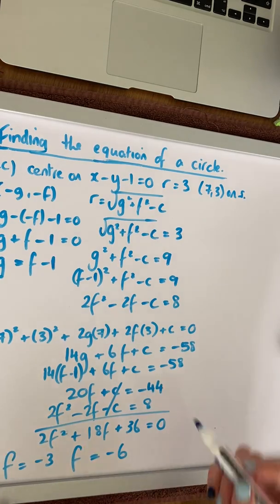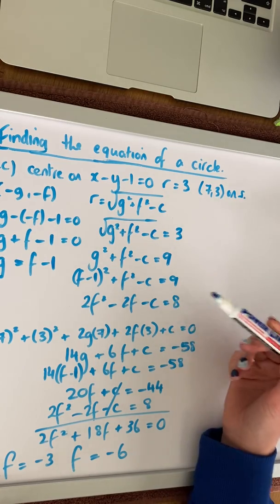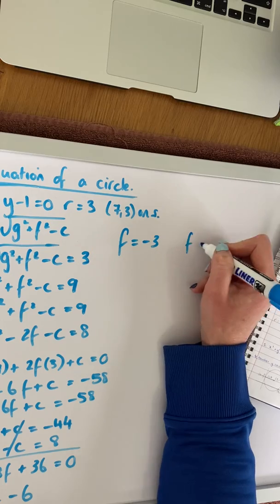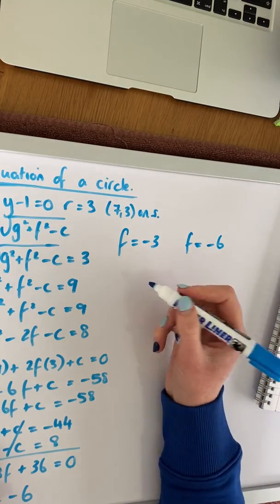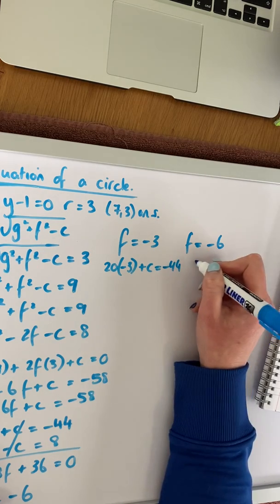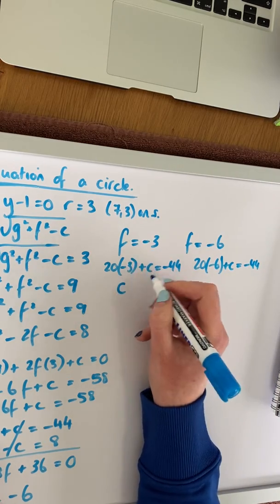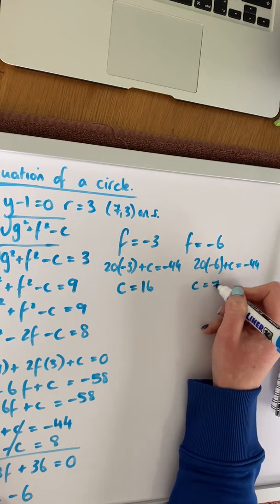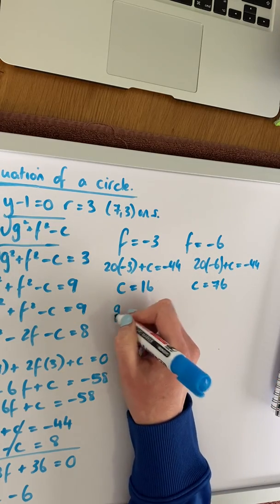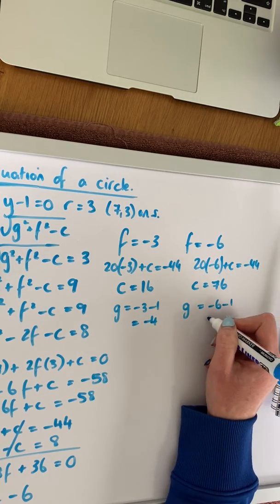So based on that, we have to go back to one of our equations, either 20f plus c is equal to minus 44, or 2f squared minus 2f minus c is equal to 8, to find our c value. So we have f is equal to minus 3 and f is equal to minus 6. Putting it back into this equation, 20 times minus 3 plus c is equal to minus 44, and 20 times minus 6 plus c is equal to minus 44. So from the first scenario, we get c is equal to 16. And from the second, we get c is equal to 76. We now have two of the variables that we need to form our equation of the circle. Last one we need is our g. And remember, g is equal to f minus 1. So that's minus 3 minus 1, which is minus 4. Or g is minus 6 minus 1, which is minus 7.